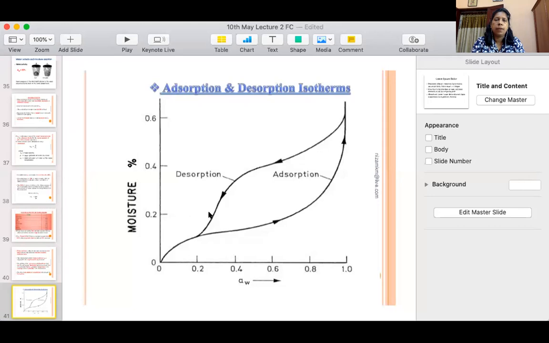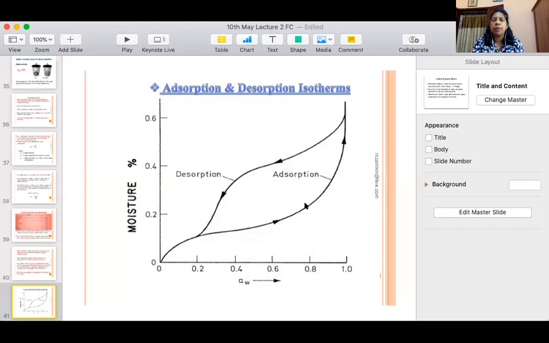Desorption line, here the 0.3, nearly 0.3 desorption and 0.8 adsorption, right? Now you can see the desorption at 0.3. What is the meaning of desorption? Desorption means water is being removed, water is lost from the product. At a moisture content point, when the moisture is 0.2, the desorption one has 0.3 water activity, but at the same moisture content, water activity is 0.8.